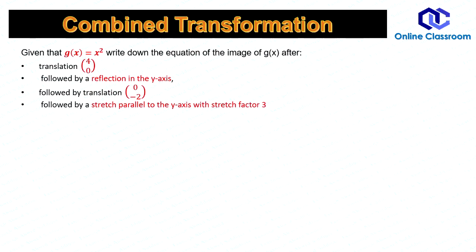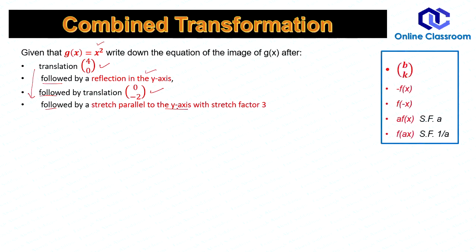Now students, moving to the next example. Here we have again a quadratic function, x square. We have 4 transformations. Followed by means you have to follow this order, whatever instruction is given by the examiner. First translation here, then reflection, then again translation, then stretch parallel to y-axis. If I show with the diagram, these are the rules I've written as a summary here. This is for translation, reflection in the x-axis, the y-axis. SF means stretch factor. So you can get this key.